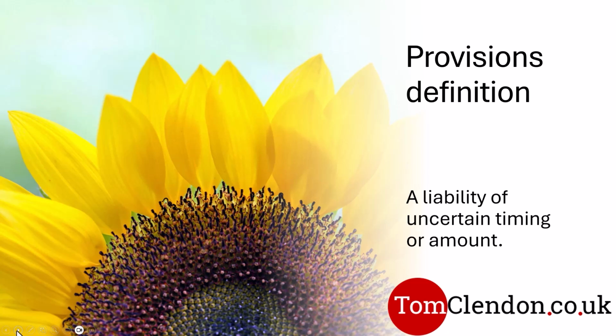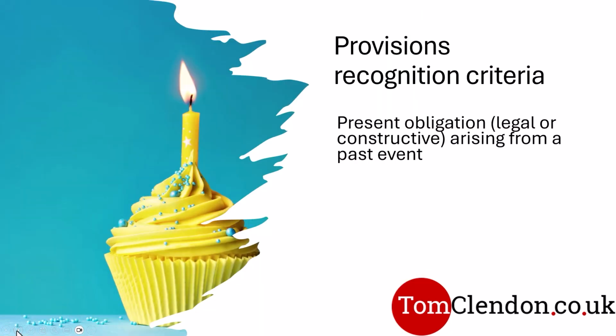Now, IAS 37 is actually quite strict as to when you can recognize a provision. It imposes 3 conditions, all of which have to be met before we can acknowledge in the financial statements, before we can recognize a provision as a liability. The first of these is there has to be a present obligation. It can be legal or it can be constructive because you've made a very serious promise, so there's an expectation. And this present obligation has to have arisen from something that's already happened, a past event.